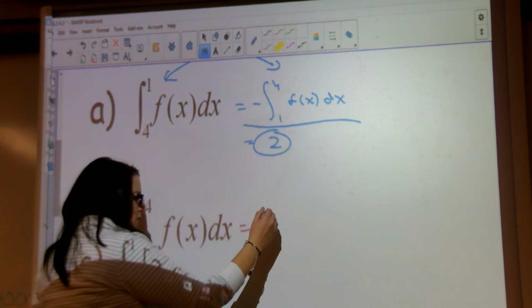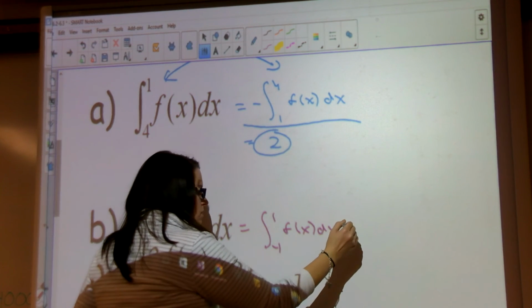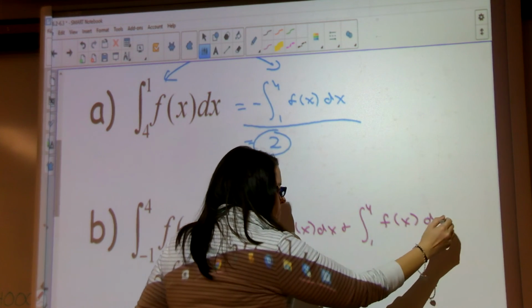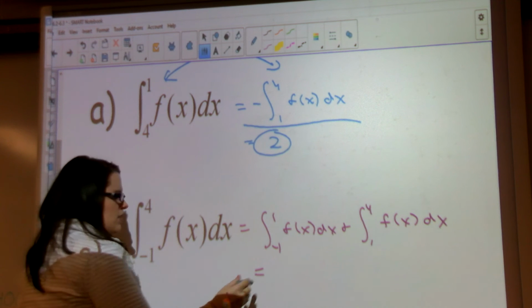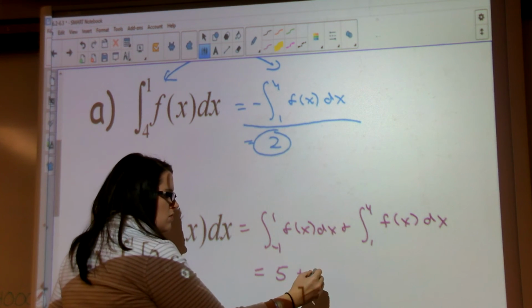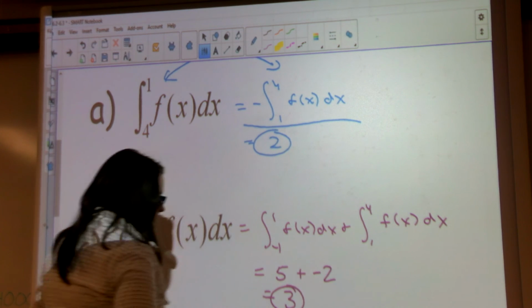That is equivalent to the integral of negative 1 to 1 plus the integral 1 to 4. What was the integral of negative 1 to 1? Help me out, I can't see it up there. 5. That's 5. What was that? Negative 2? So total I get 3.